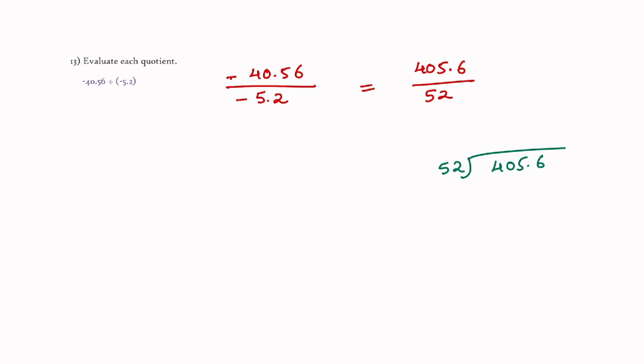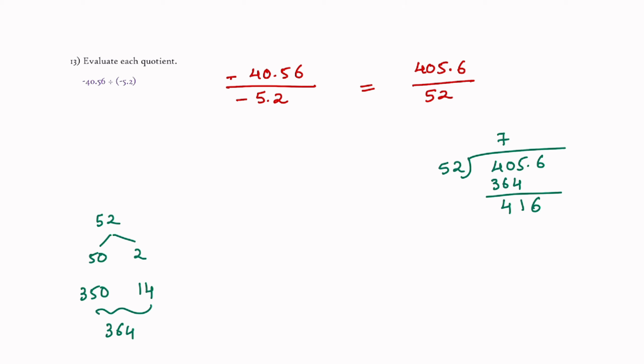So 8 will not work. We will do with 7. Do it like this. See, 52 can be written as 50 and 2, right? Times 7 would be 350 and this times 7 would be 14. So you add this, so that becomes 364. That's how you do mental calculations, okay? So that's 364. 5 minus 4 is 1. 40 minus 36 is 4. We take the 6 down. So this is done here, right?